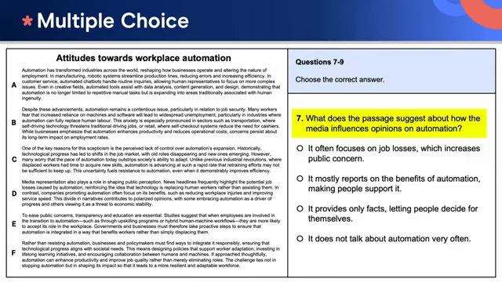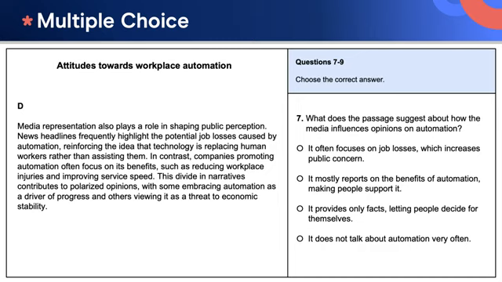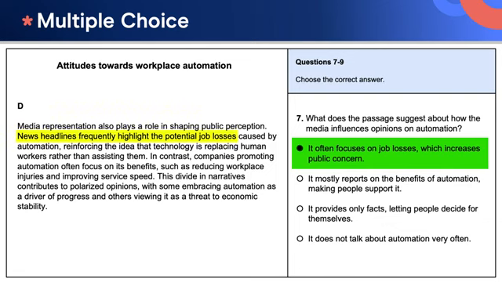Question 7 asks, what does the passage suggest about how the media influences opinions on automation? The 4 answer options are about possible ways that media influences opinions on automation. So a key word here is media, and paragraph D is about media. This is a good place to look for the correct answer. For this question, the first option is the correct answer. It says, it often focuses on job losses, which increases public concern. Did you find this information in paragraph D? It's here, where it says, news headlines frequently highlight the potential job losses.